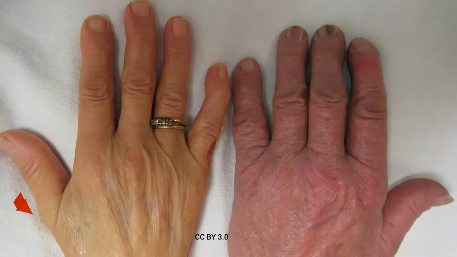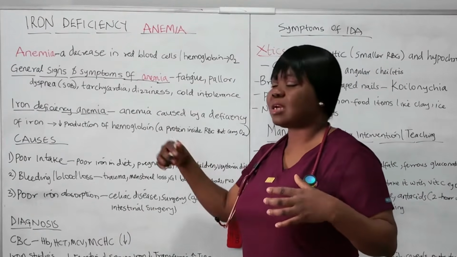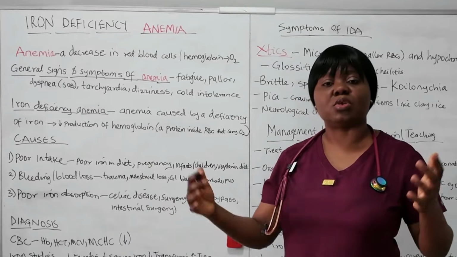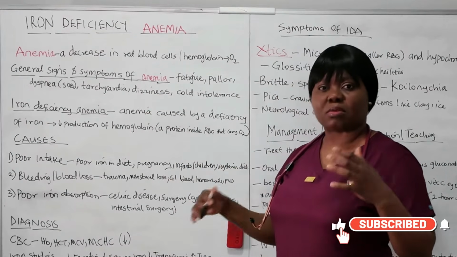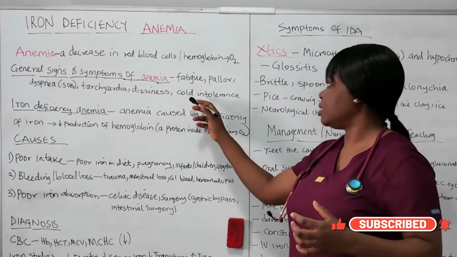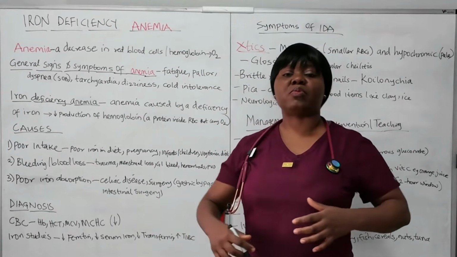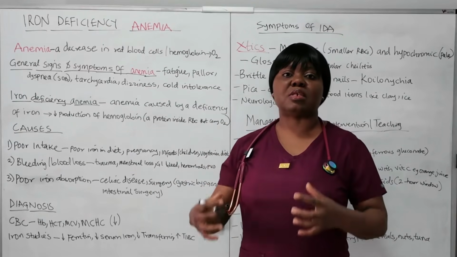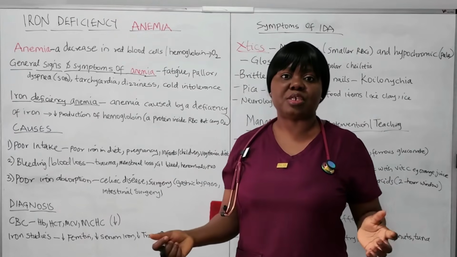And then pallor due to that decreased hemoglobin concentration. We have dyspnea, shortness of breath. These are compensatory mechanisms. Tachycardia, increased heart rate, because the heart is going to compensate by trying to pump more blood to increase oxygen saturation. And then we have dizziness, due to low oxygen. Of course, the patient is going to feel dizzy. And then cold intolerance, that's hypothermia. This will happen when the red blood cells circulating in the body are low. It's going to decrease the ability of the body to produce energy and to produce heat.